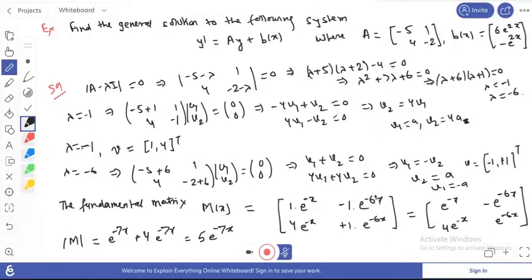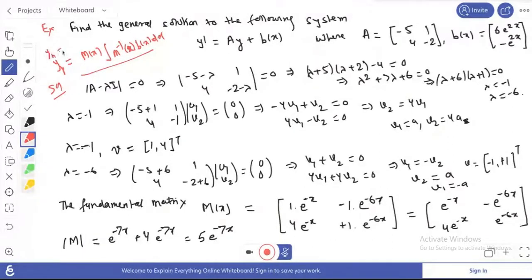Why do we find m inverse? Because of our particular solution. You know that the particular solution is the matrix mx times the integral of m inverse multiplied by the forcing term, dx. That's why we find the inverse. This is your particular solution, because no initial conditions are given. And what is your homogeneous solution?